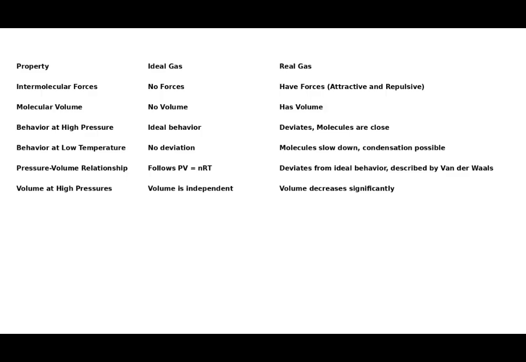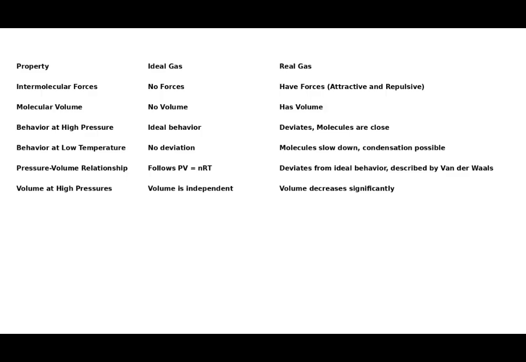2. Molecular volume. Ideal gas theory assumes that gas molecules have no volume. However, real gas molecules occupy a finite volume, and this becomes significant at high pressures when molecules are packed closer together. The volume of the molecules themselves is no longer negligible compared to the container's volume. 3. Deviation from ideal gas law. Real gases follow the ideal gas law more closely at high temperatures and low pressures.